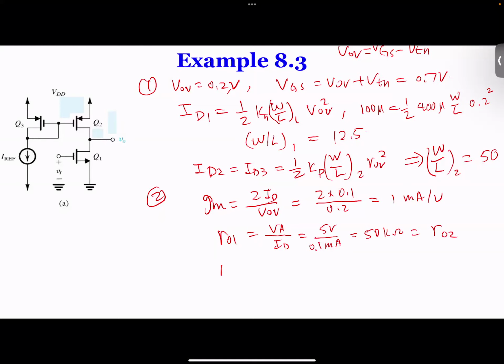So now you can look at Av, which is going to be minus gm times ro1 in parallel with ro2. Now gm is 1, and ro1 and ro2 are both 50 in parallel, which becomes 25. So you get 25. Don't forget the minus sign: minus 25 volt per volt. So that's your small signal voltage gain.